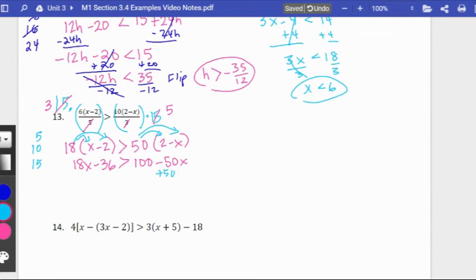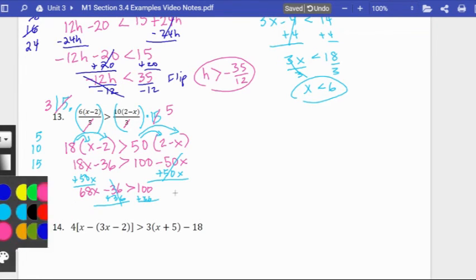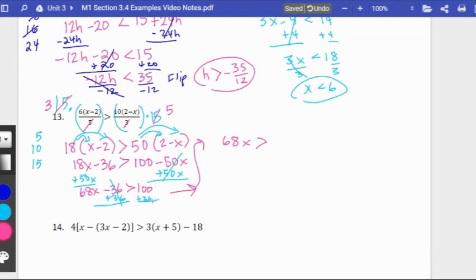I'm going to add 50x to both sides. So that gives me 68x minus 36 is greater than 100. Add 36 to both sides. Gives me, I'm going to work up here, I got a lot of room on the right. Here we go. 68x is greater than 136. And nicely, 68 goes into both of those numbers. So I get x is greater than 2.